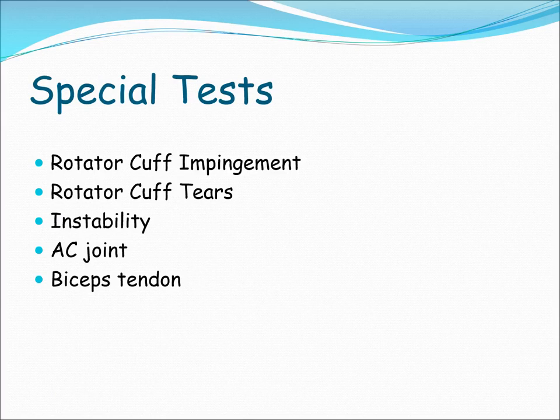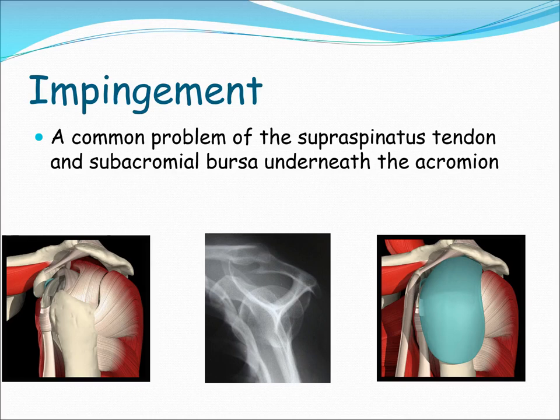We now move on to special tests, where we examine the rotator cuff for impingement and rotator cuff tears, followed by instability of the shoulder, AC joint problems, and the biceps tendon. The pathology, diagnosis, and treatment of common shoulder problems will be discussed in other lectures, but rotator cuff impingement, which is a common problem, is related to the supraspinatus tendon, which is here, and it rubs against the acromion or the coracoacromial ligament, as shown here. This x-ray depicts the small bony spur, which is seen there, and predisposes you to the impingement or possible rotator cuff tear, although this is disputable. The bursa, which is shown here, may be inflamed, giving rise to the impingement.